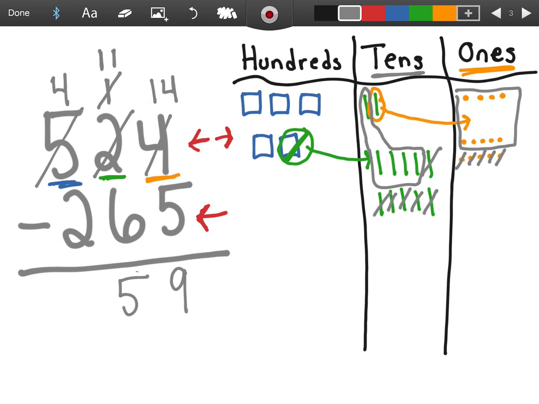Then we are going to go to our hundreds place, and we are going to take 2. We have 4 hundreds and we want to take away 2. We have just enough. So we are going to take away 2, leaving us with 200s. So the difference is 254.